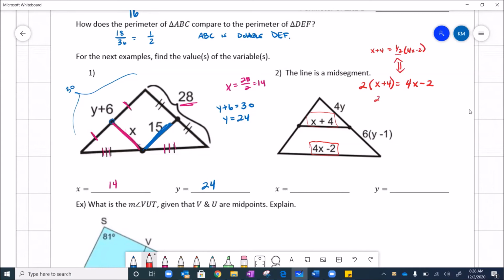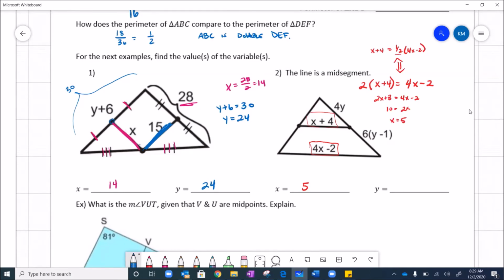So here we go. We got 2x plus 8 equals 4x minus 2. Start solving. Subtract 2x from both sides. Add 2 to both sides. And we find out x is 5. Okay, now we have to find y.